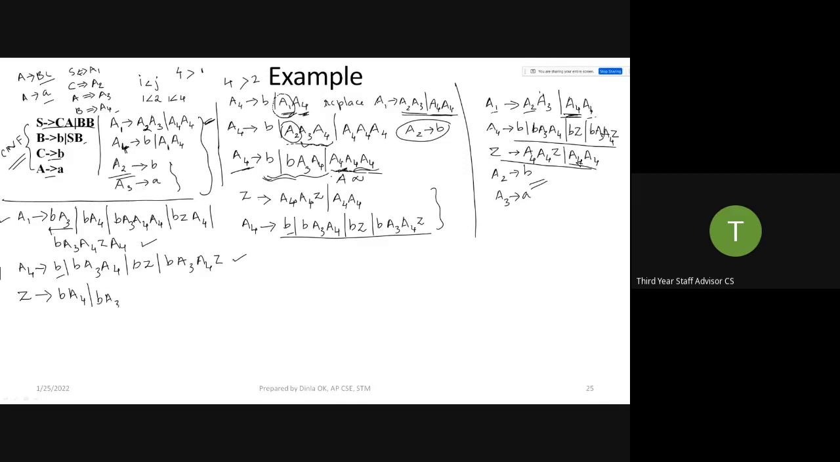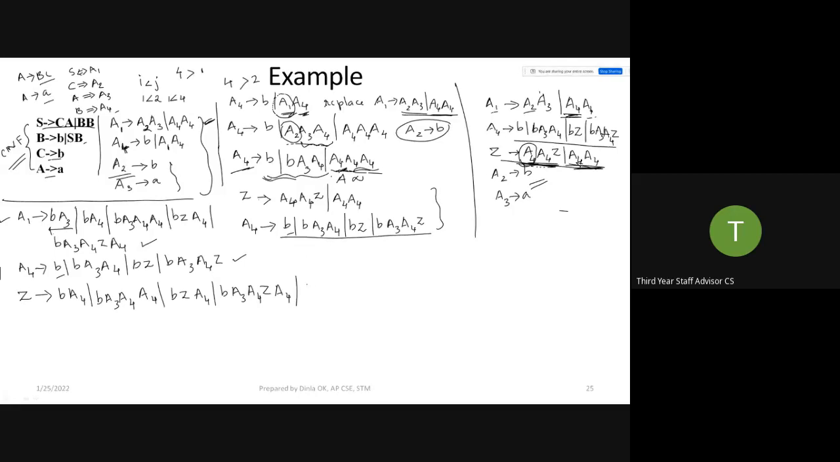Then BA3A4, then BZA4 or BA3A4Z. Then we have an A4. ഇനിയും തീർന്നില്ല, അടുത്ത പ്രൊഡക്ഷൻ ഇവിടെ നോക്കേണ്ടത് എന്താണ്, നമ്മളിപ്പോ A4A4നെയാണ് റീപ്ലേസ് ചെയ്തത്, അതായത് Zലുള്ള A4A4നെയാണ് റീപ്ലേസ് ചെയ്തത്. നെക്സ്റ്റ് here also we have A4 അല്ല, ഫസ്റ്റ് നോൺ ടെർമിനൽ A4 ഇവിടെ ഉണ്ട്, അതിനെയും റീപ്ലേസ് ചെയ്യണം.